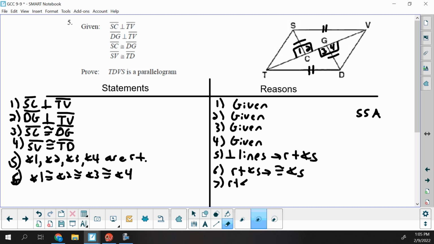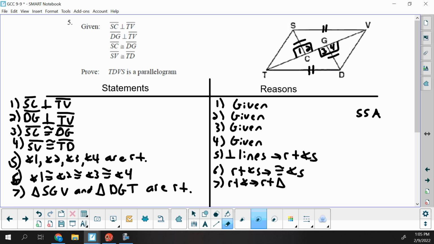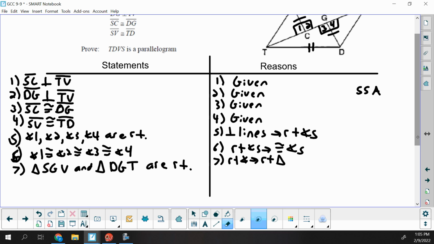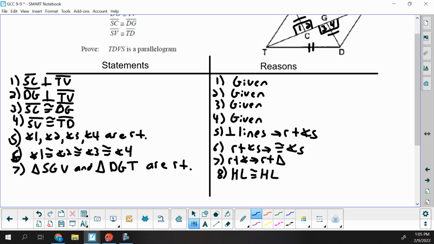So we're going to do right angle implies right triangle. That'll be triangle SGV and triangle, if we went S to G, we would do D to G, then T. Right. Well, once we've said the right triangles, we can now say they're congruent by hypotenuse leg. So we'll have HL congruent to HL. And we'll say those triangles, which we were already careful about naming a second ago, are congruent.